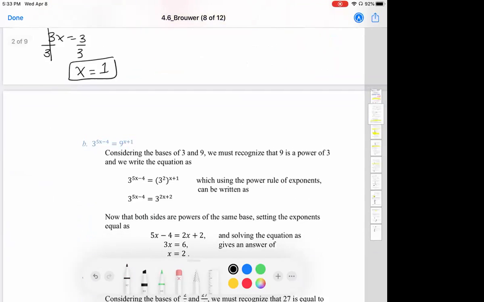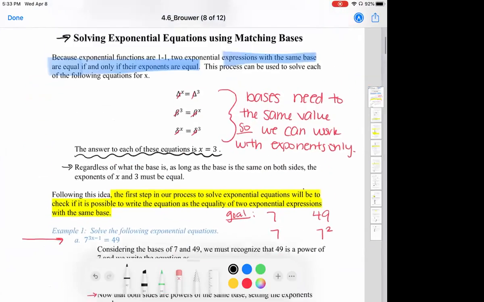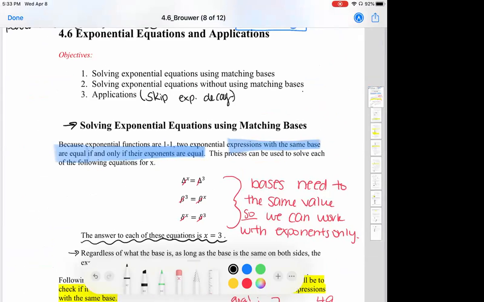I have a question. Yeah. For our objectives, the number 3 applications, what do we skip? Exponential decay.